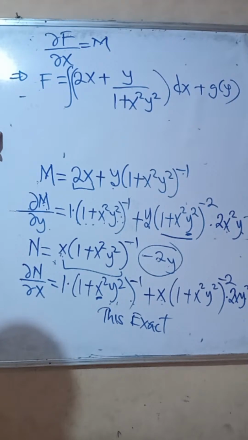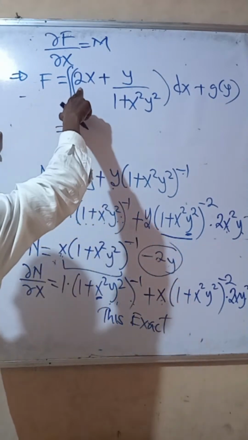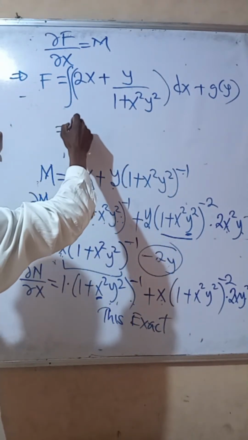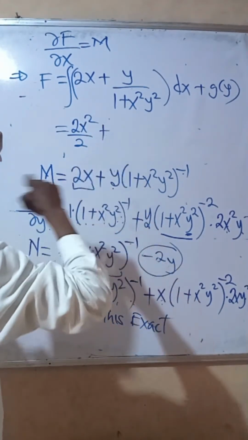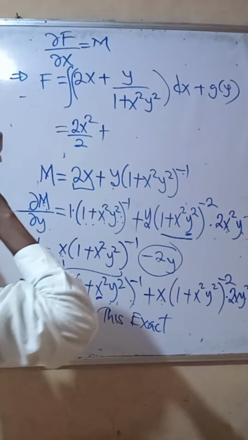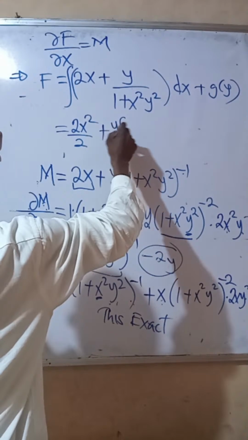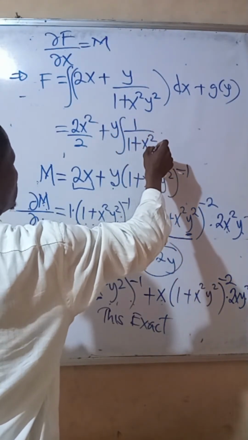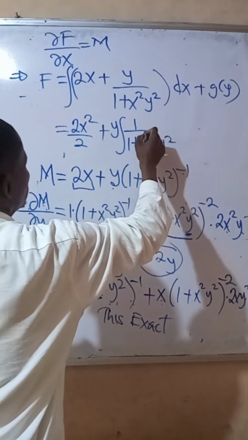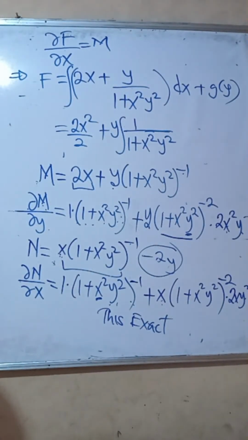Now let's see what we can do to this one. g of y. So this will be equal to, if you integrate this one, 2x, that'll be what? 2x squared over 2, then plus. Can we also integrate this one? We can bring the y outside. That is 1 over 1 plus x squared y squared.